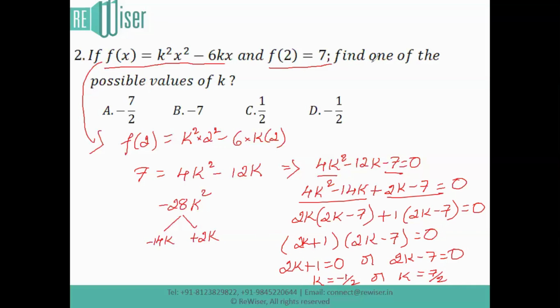So they are asking to find one of the values of k. So for sure, 7 by 2 doesn't match. So that is the reason it should be option B, minus half.